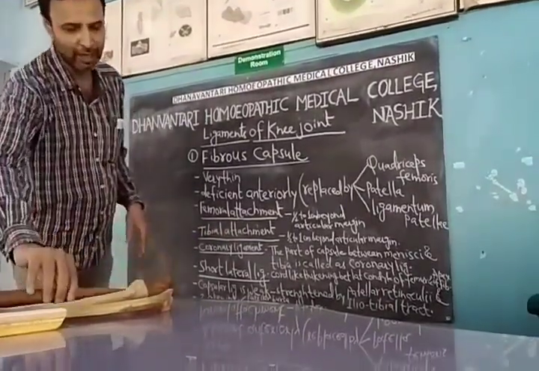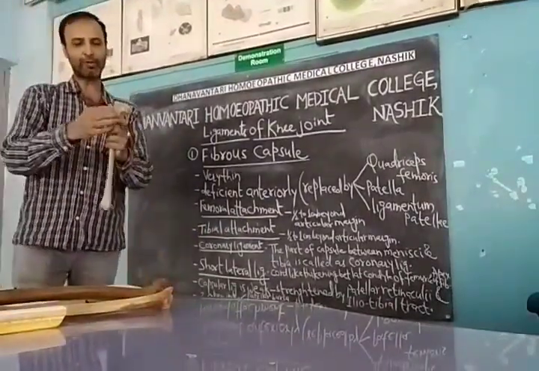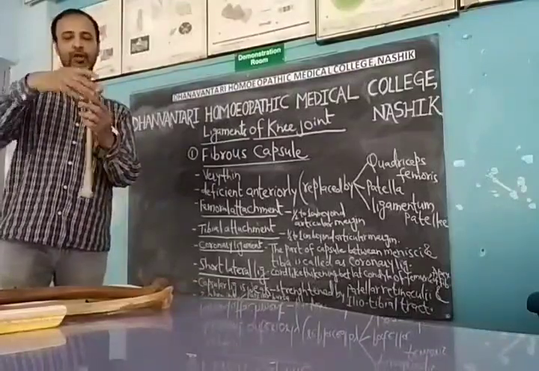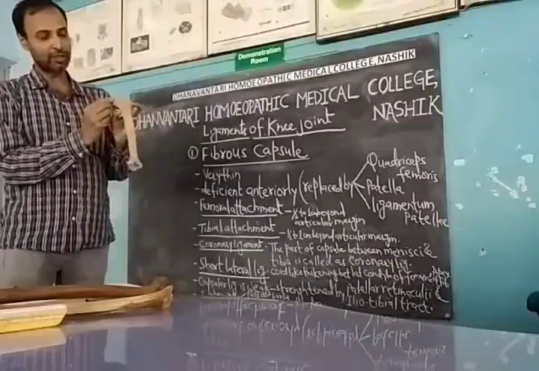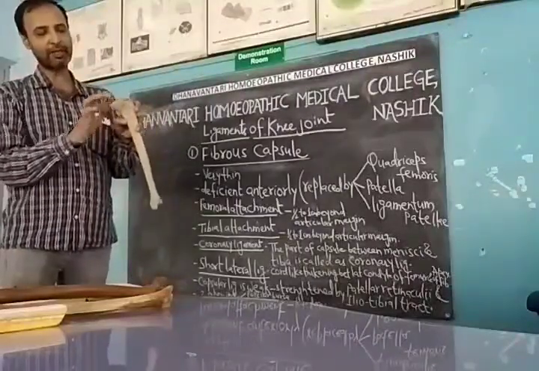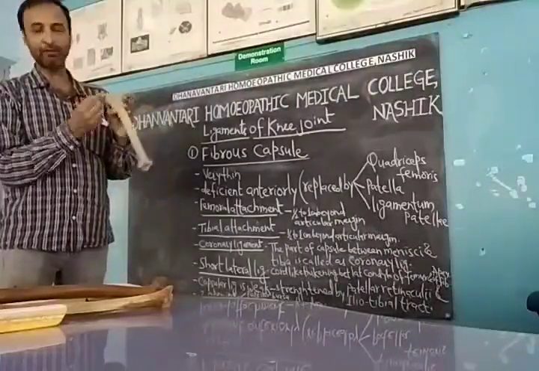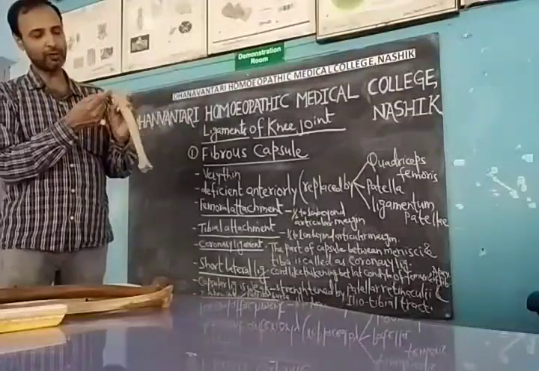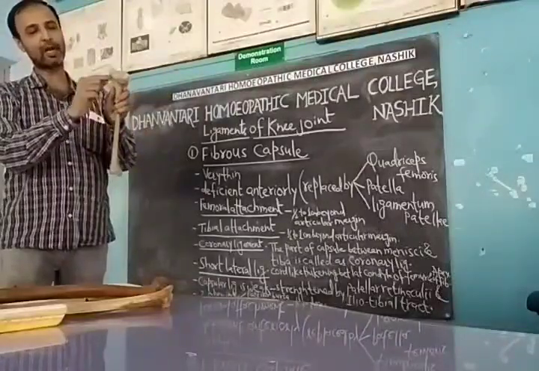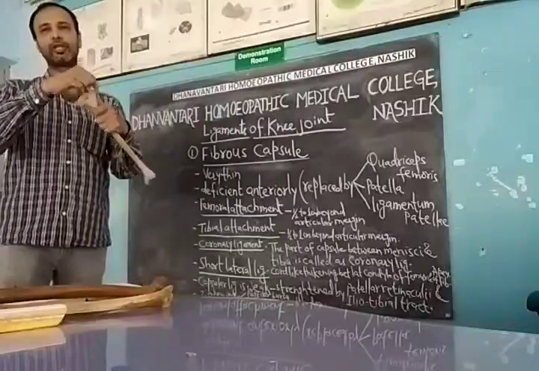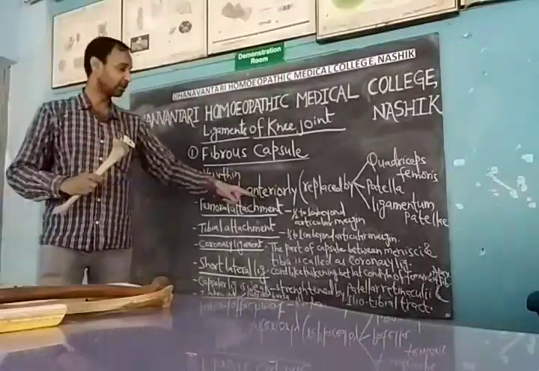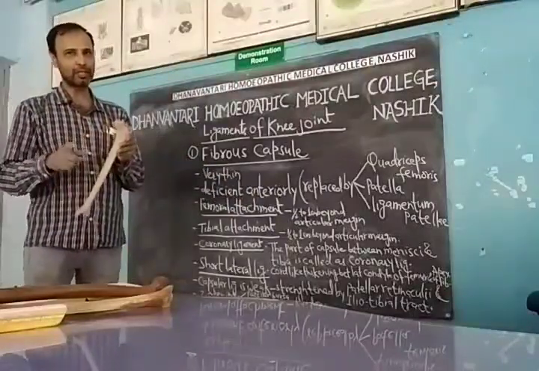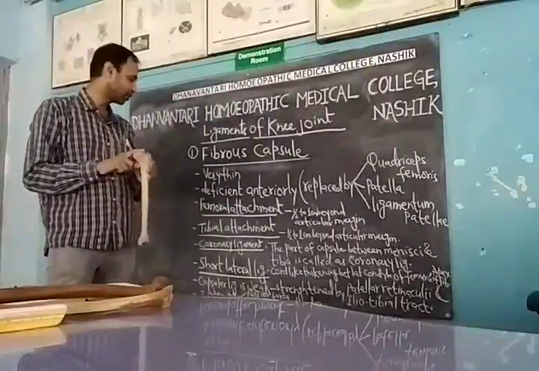Now on the tibial attachment, again the same. These are the condyles of the tibia, so it surrounds this completely. It is half to 1 centimeter beyond the articular surface of the tibia. So it is surrounding the tibia completely, again half to 1 centimeter beyond the articular margin. So that is the first part, the tibial attachment.